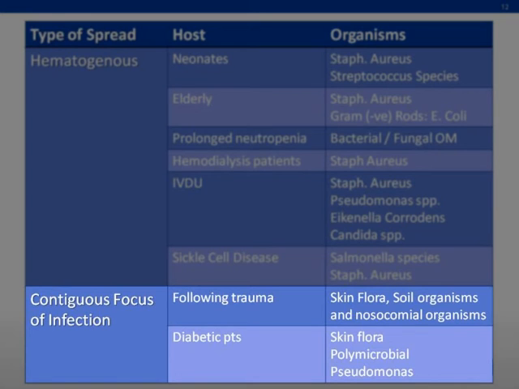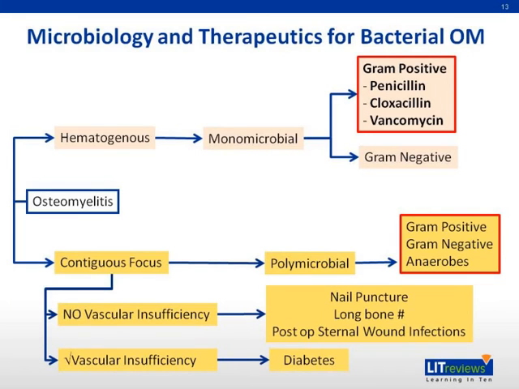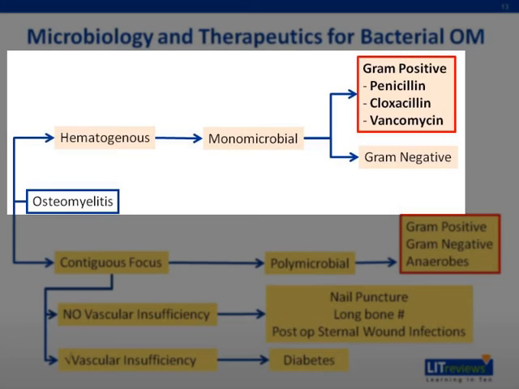I go back to the pathophysiological process very often in terms of managing osteomyelitis. As you can see in this slide, it affects the choice of antibiotics. And again, with hematogenously spread osteomyelitis, it's often monomicrobial, and by far the most common organisms are the gram-positive bacteria. And for this, you can use either the penicillin, the cloxacillins, or the vancomycins, depending on the organism isolated, as well as the patient's allergies.